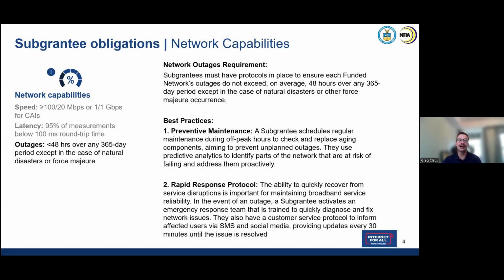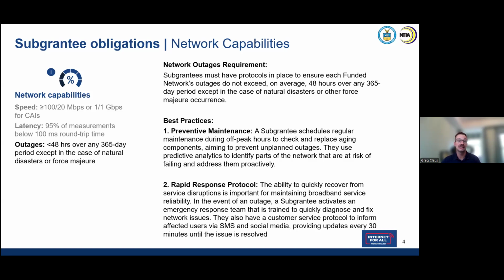Switching to network outages, subgrantees must have protocols in place so outages do not exceed 48 hours over any 365-day period, except in cases of natural disasters or acts of God. So subgrantees should develop a comprehensive outage management plan that includes preventative maintenance schedules, a quick response team for outage resolution, and clear communication channels for informing customers about these outages and when they can expect their service to be restored.